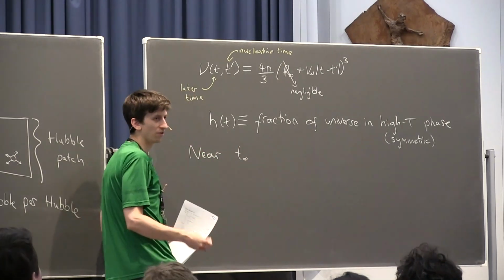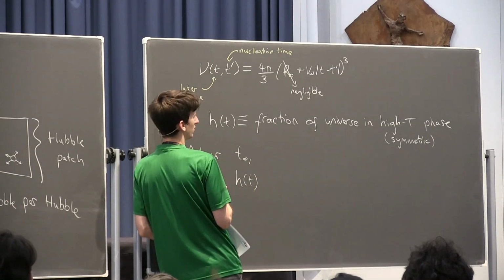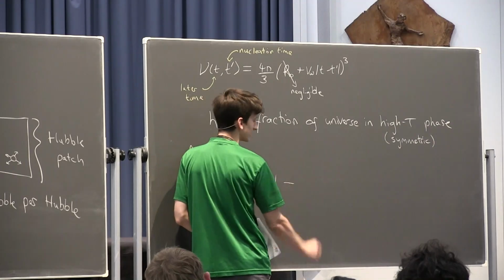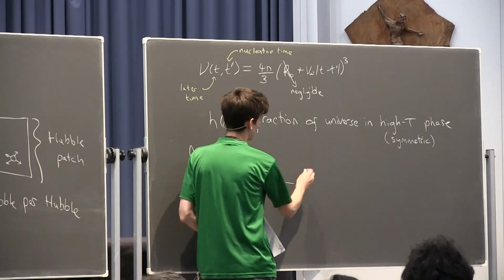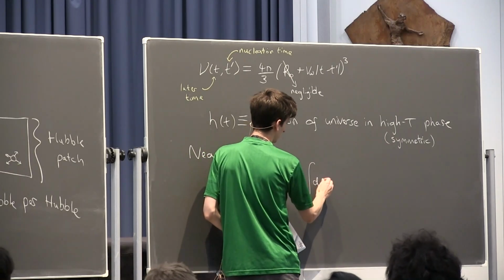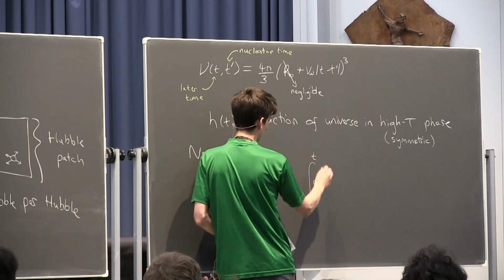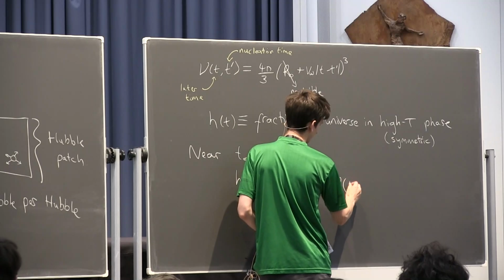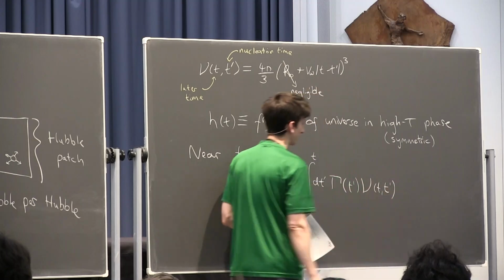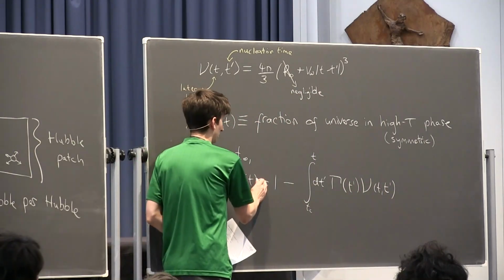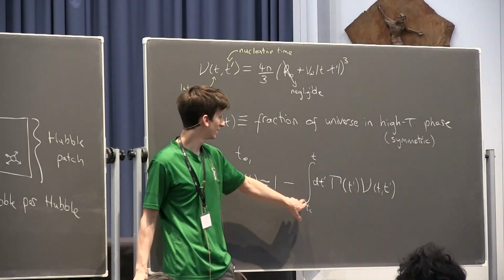So near T0, when there aren't too many bubbles, we expect that the fraction of the universe in the high T phase is 1 minus something, where that 1 minus something is, let me just write it and then we'll chat about it. Let's put an approximate equal there. So this is 1 minus.